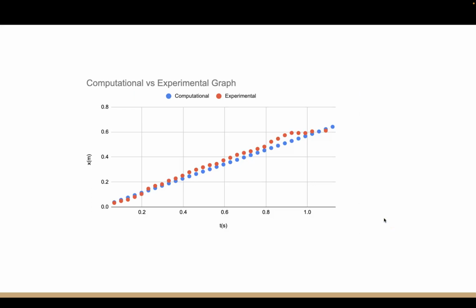So here is a graph of the computational versus the experimental graph side by side. Obviously, it is very similar as expected, but there are some discrepancies due to the outside factors, which I will be describing in the next slide.